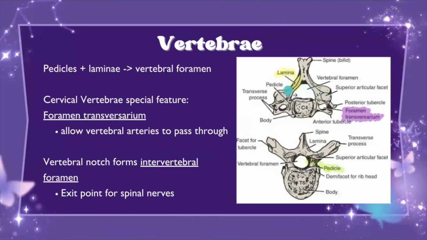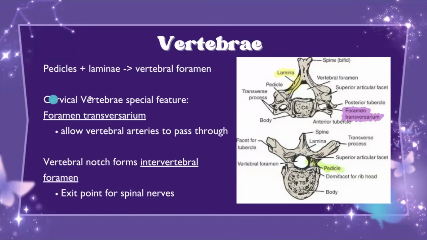All right, now let's talk about more features of the vertebra. You have the vertebral foramen, and a bunch of vertebral foramina stacked on top of each other form the vertebral canal where your spinal cord goes through. It's like a cable running through them. You have two parts of your vertebra that form this vertebral foramen: the pedicle and the lamina. So the pedicle and the lamina on both sides form this vertebral foramen.